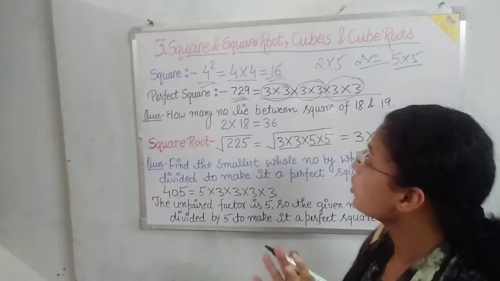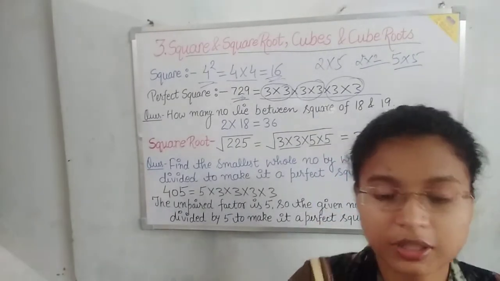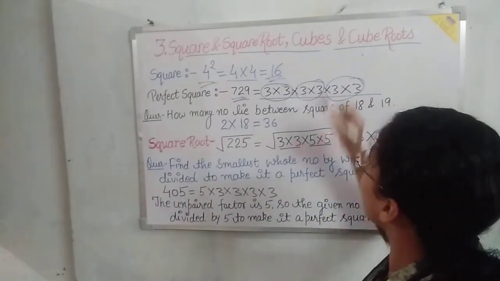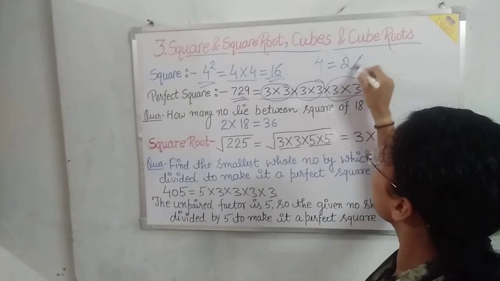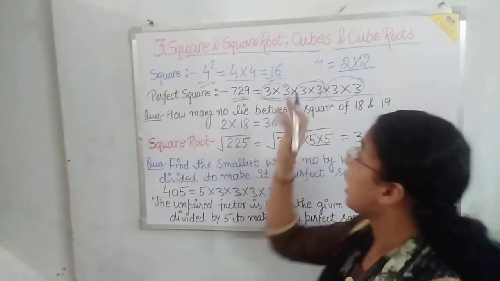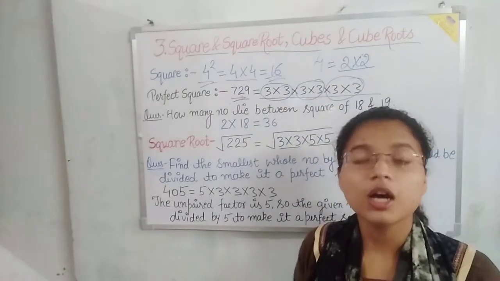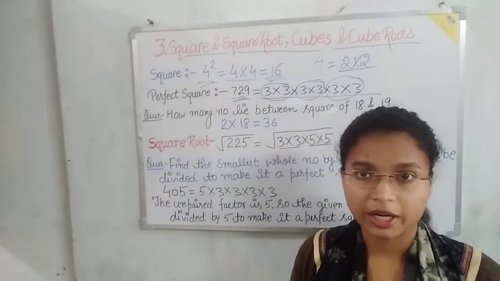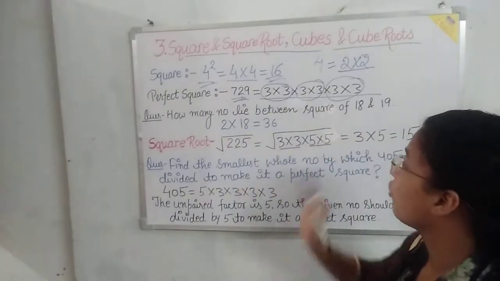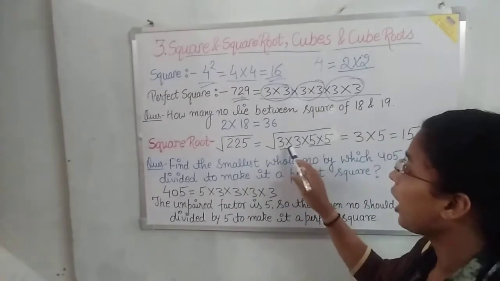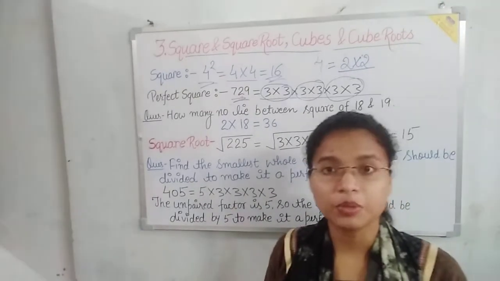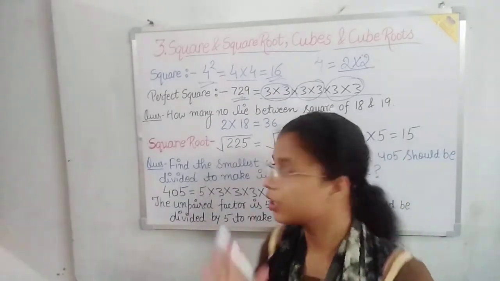Suppose we take a simple example, take 4. How will you write 4? You can write 4 as 2 into 2. This 2 into 2 makes one pair. That means 4 is a perfect square. If you have a number, suppose 225, in this you have 3 into 3 a pair, 5 into 5 a pair. That means 225 is also a perfect square.